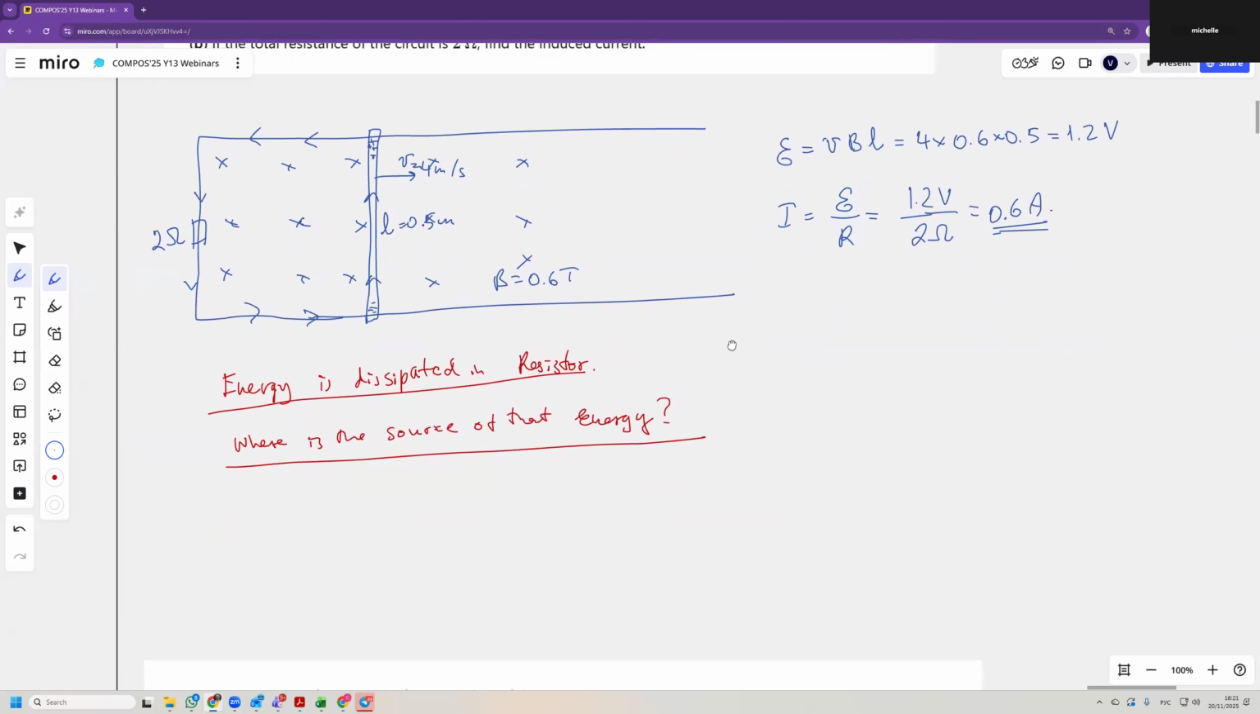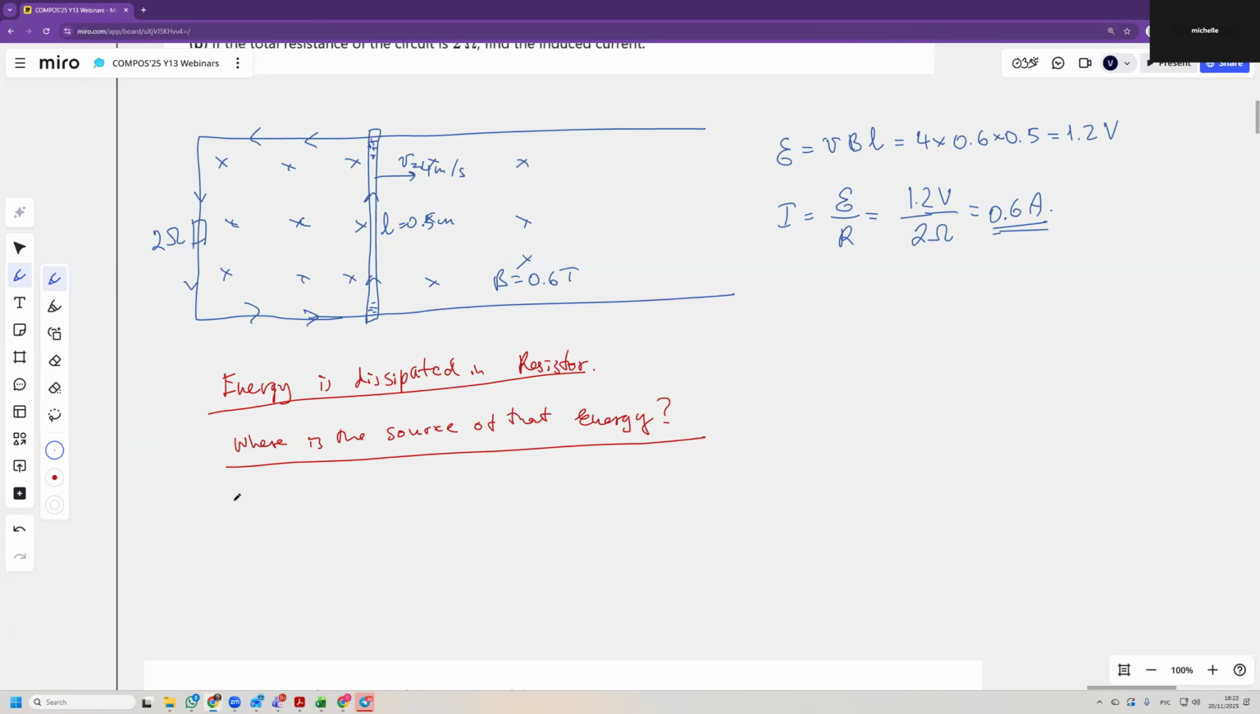Well, how do you mean? Maybe the question is, if the wire is moving and energy is being dissipated, well, it's the energy of the wire. Well, not necessarily. It's not the energy of the wire. We have to push the wire.